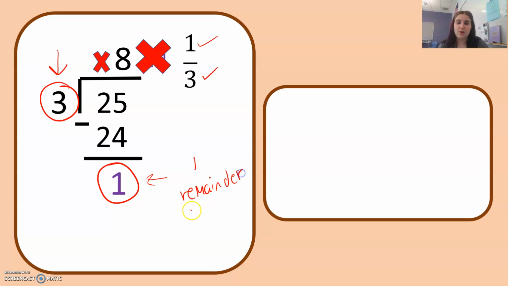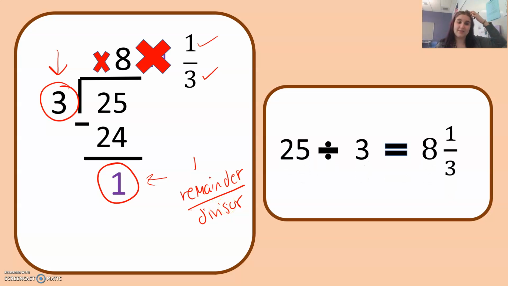Remainder over divisor. So 25 divided by 3 equals 8 and 1/3.